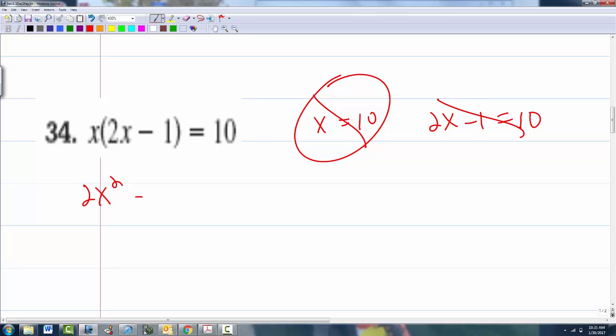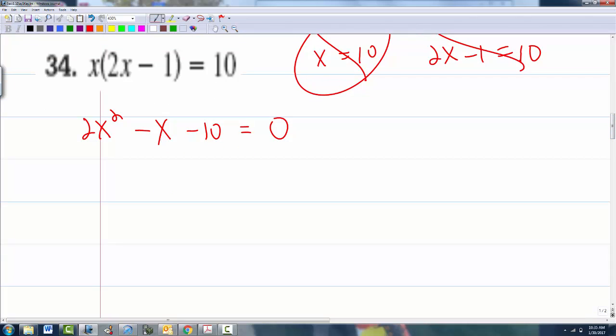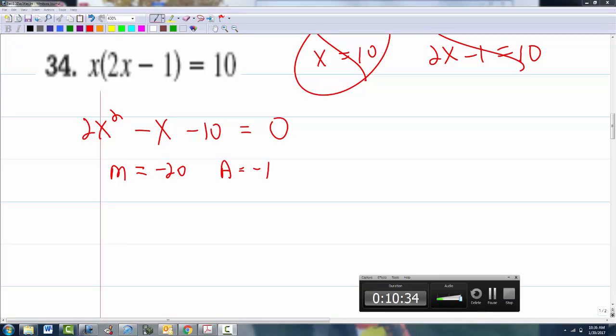Distribute. Then what? Subtract 10, so that we could possibly use the zero product property by factoring. Is this factorable? I think it is, because this can tell you if it is factorable. What's the M number? Let's go to you. Negative what? Yep, and then what's A? Okay, and then we'll crunch the numbers.